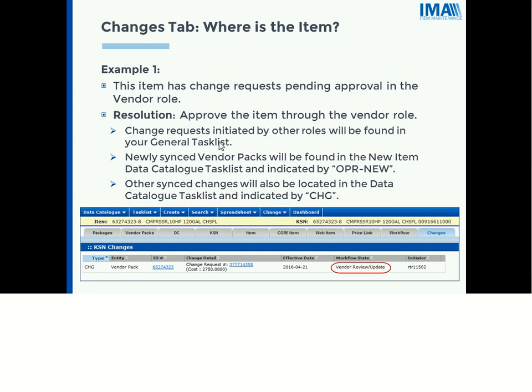And if you sync changes over, you do have to approve those in IMA as well. So if you sync a change over, it's going to be in your data catalog task list, and it'll be indicated by CHG for the type.